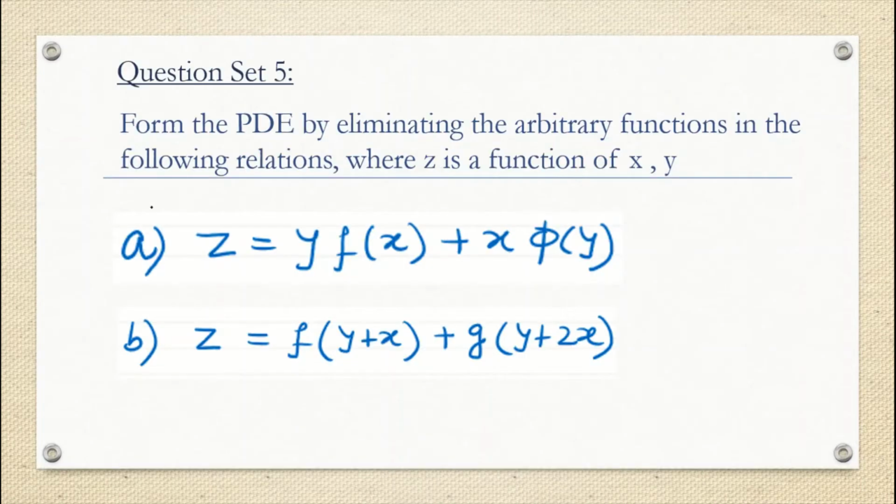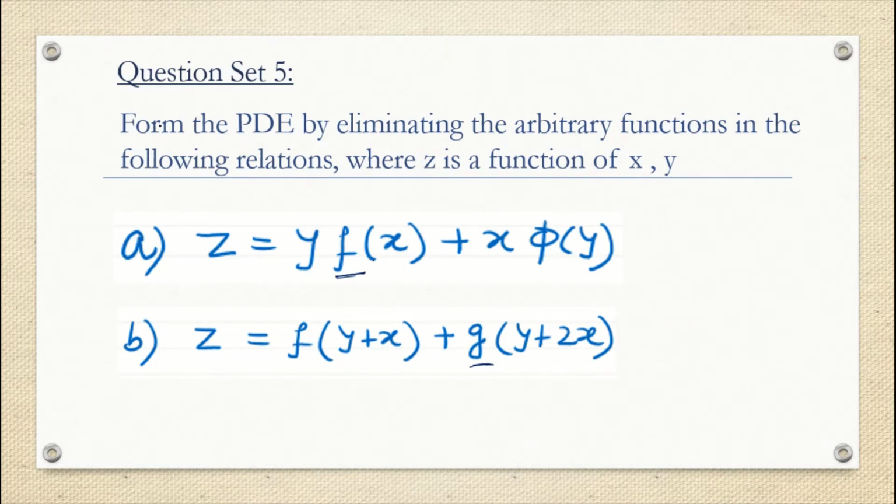This type of question is different from those questions which we solved in the last two classes. What is the difference you are seeing here? You don't have just function f, or just function phi, or just function g. You have two functions. In your one equation, two functions are given.